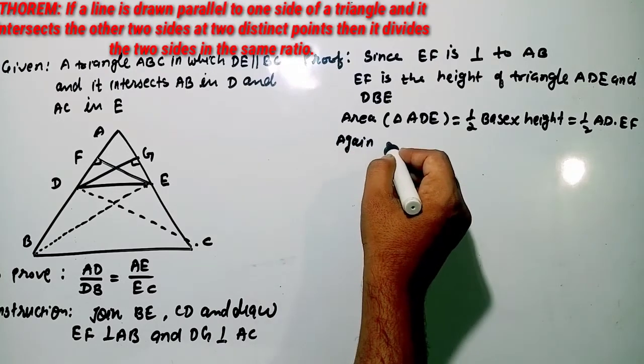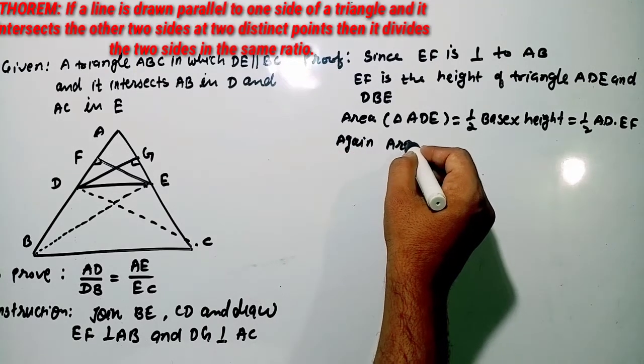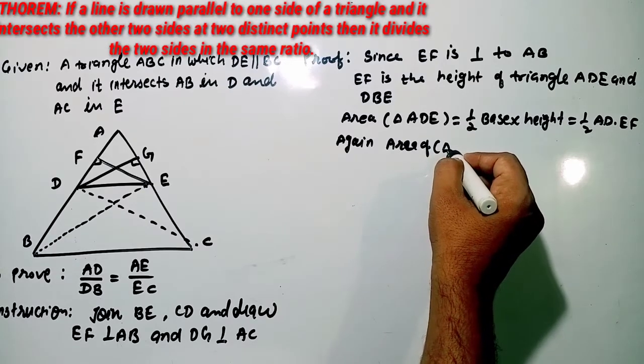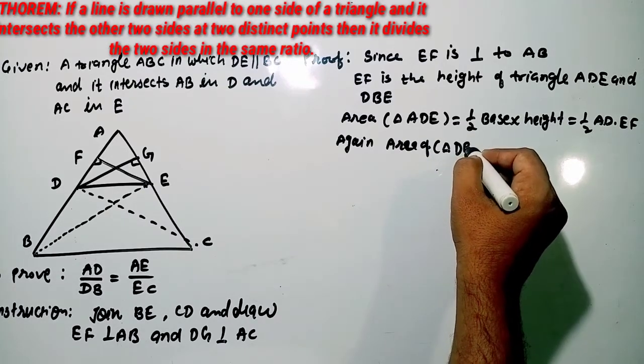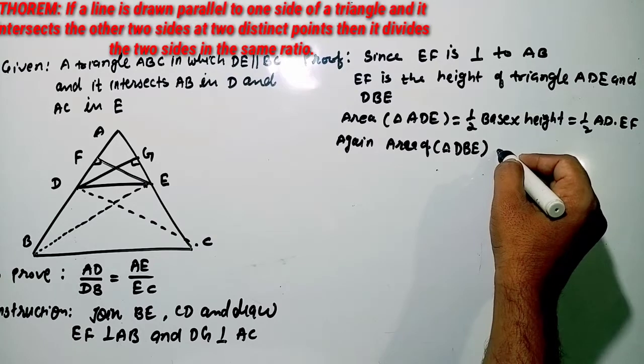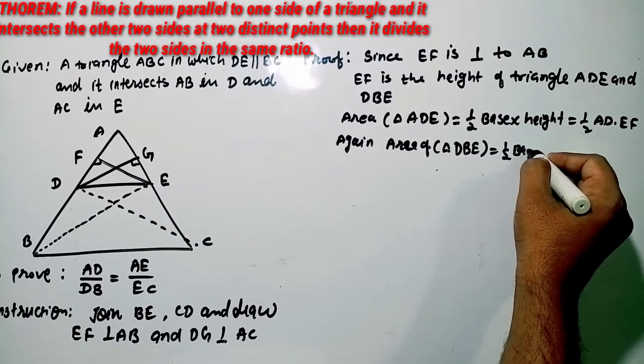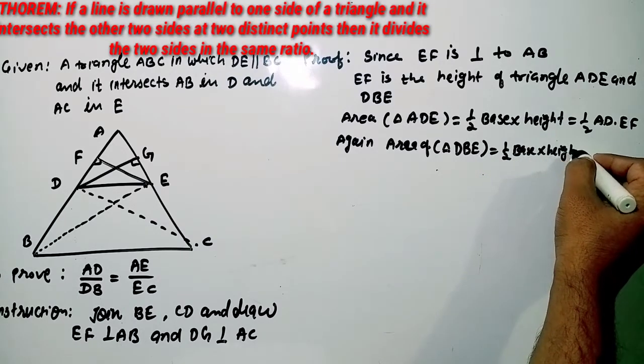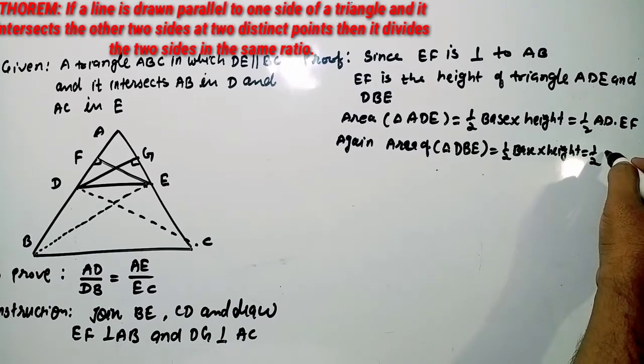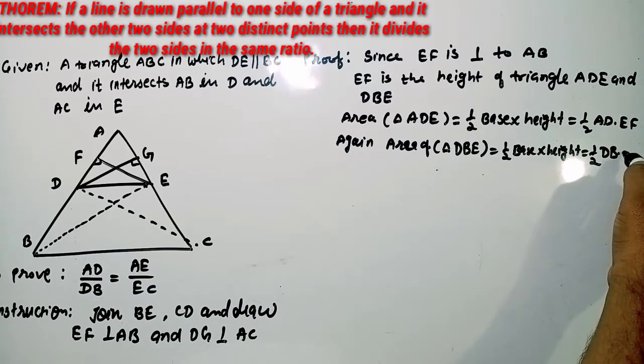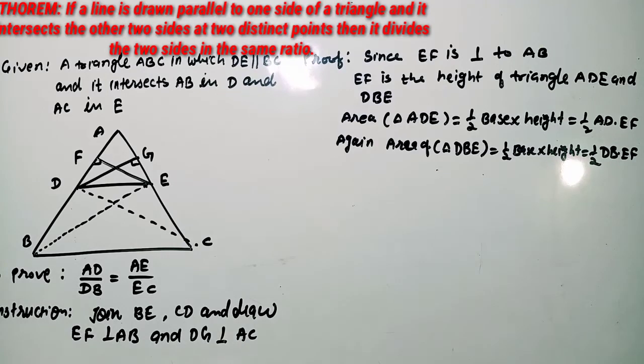Similarly, again, area of triangle DBE is 1 by 2 base into height. And what will be base this time? The base is DB and height is EF.